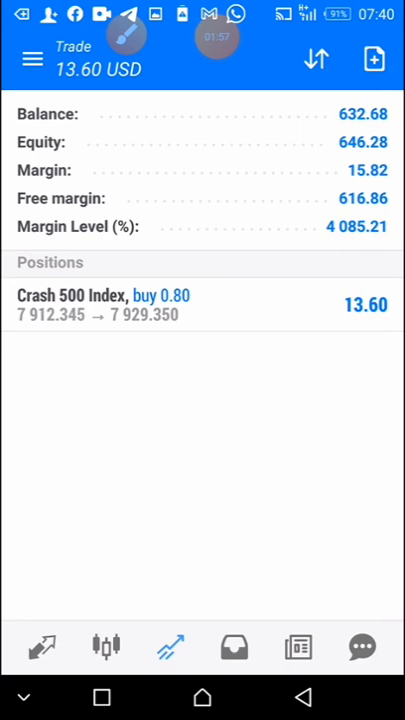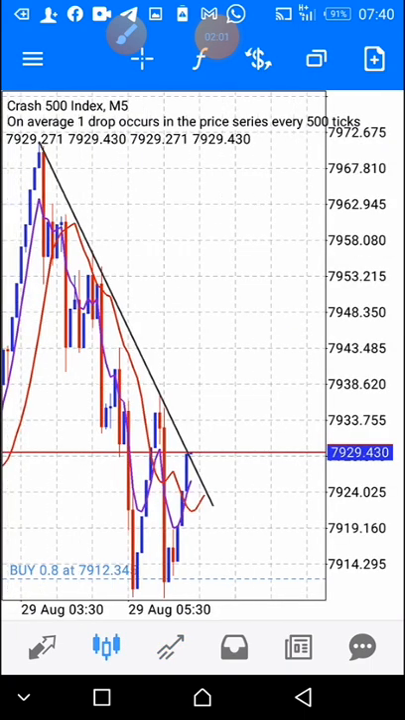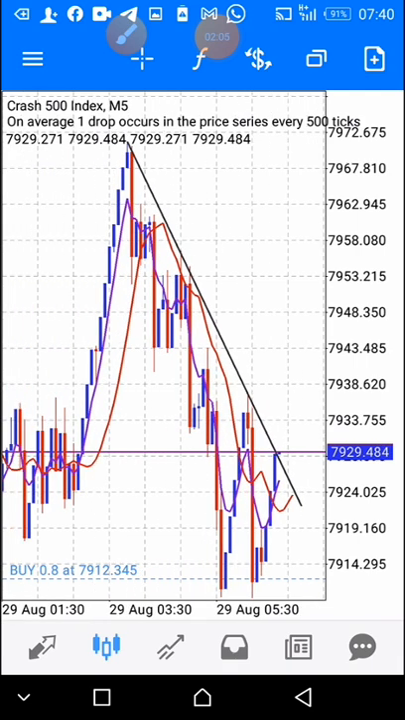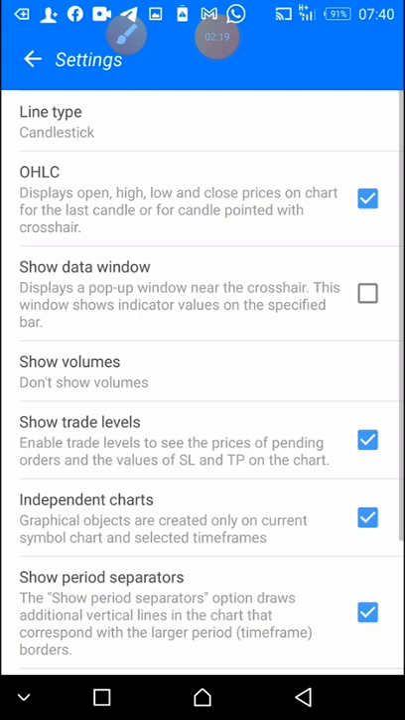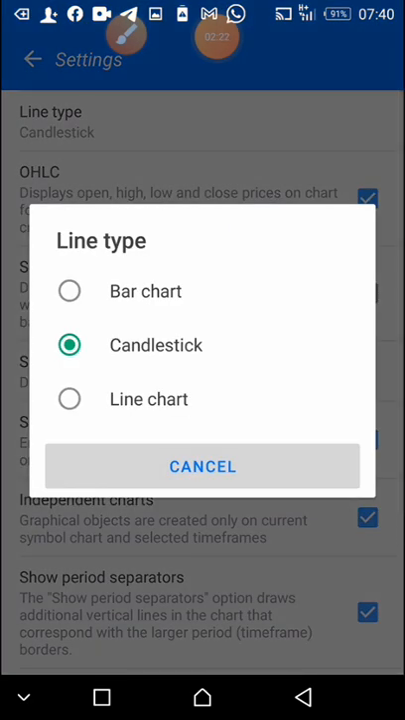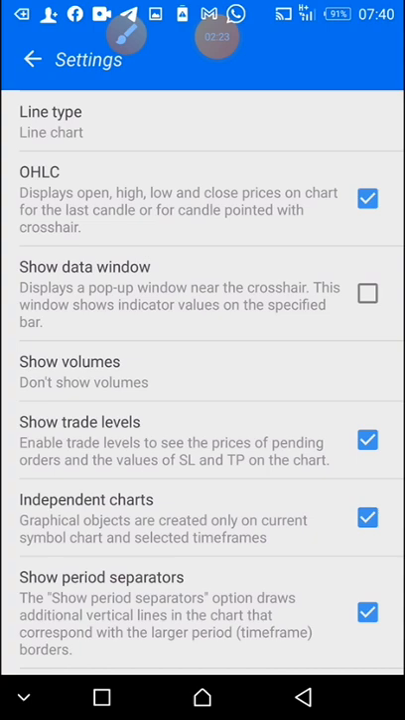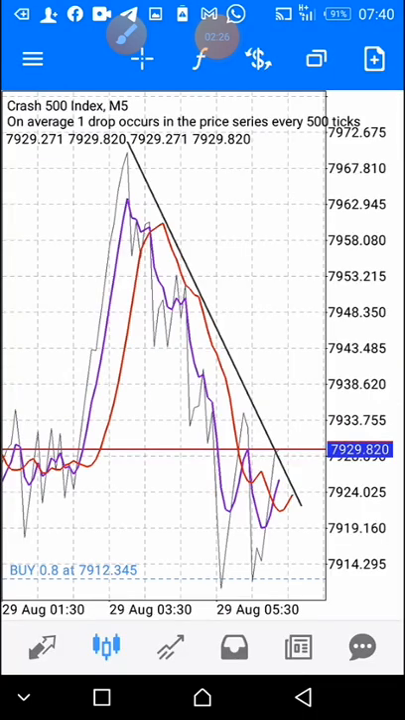Okay guys, so look at it. How did I take this trade, guys? I used my trend line. Most times I like to do this with the line chart instead of the candlestick chart. I like to use the line chart when I'm drawing trend lines.